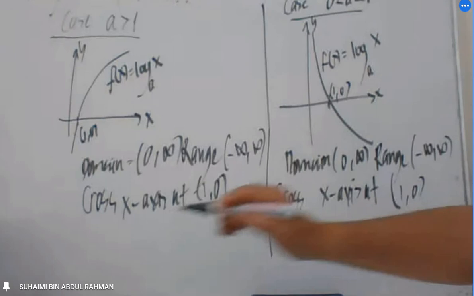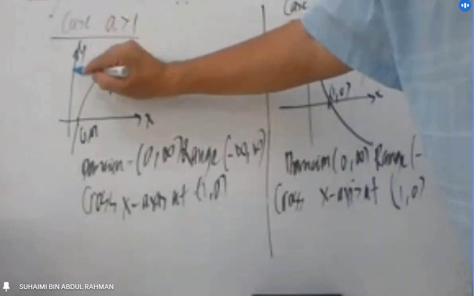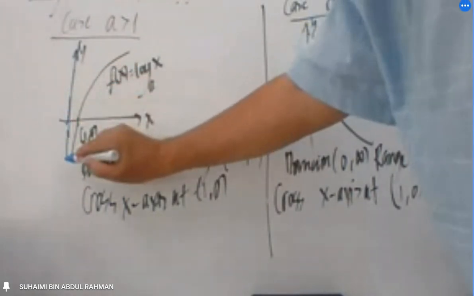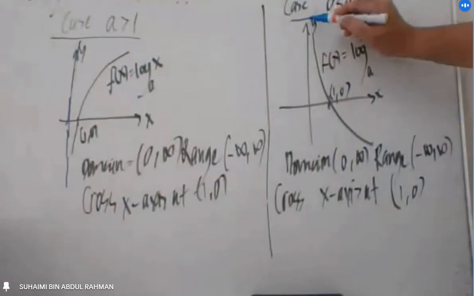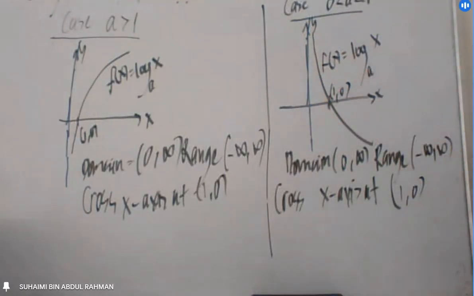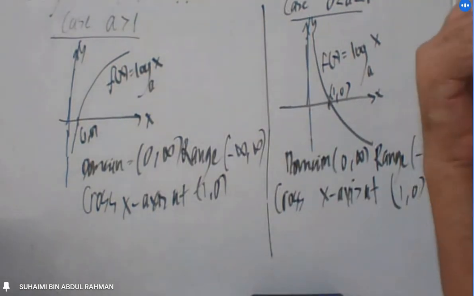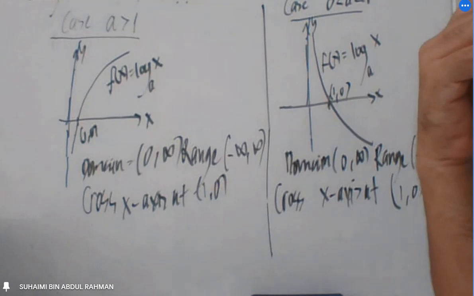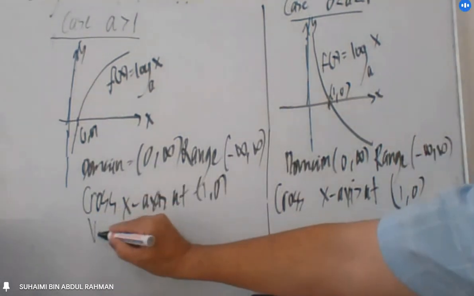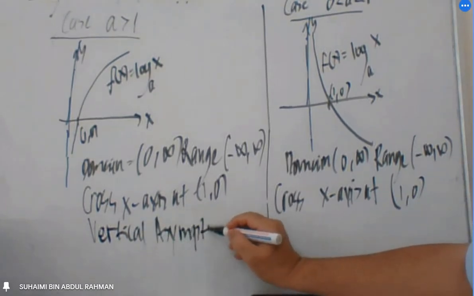And when we study exponential functions, we have an asymptote. Here also we have an asymptote, but the location of the asymptote is here. So our asymptote is no longer horizontal. What kind of asymptote has it become? Vertical asymptote.